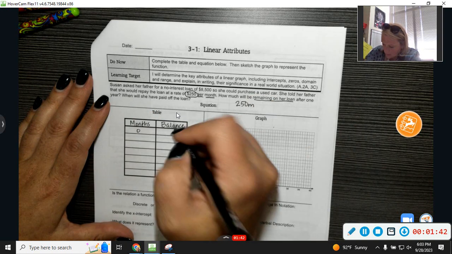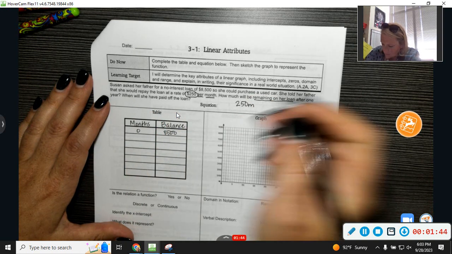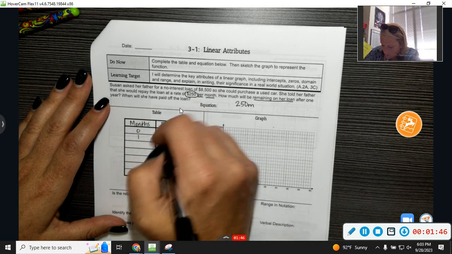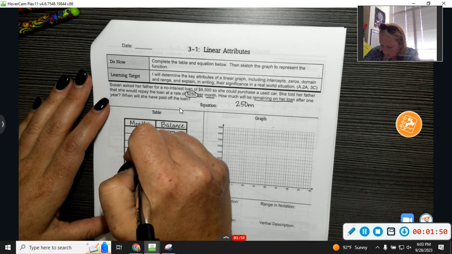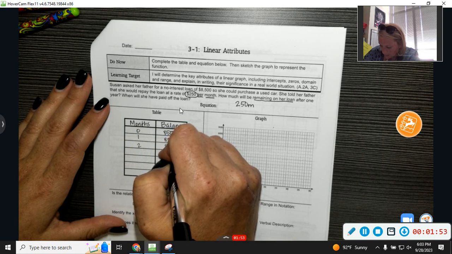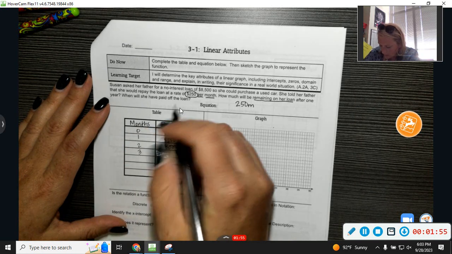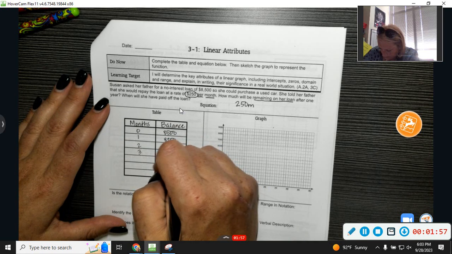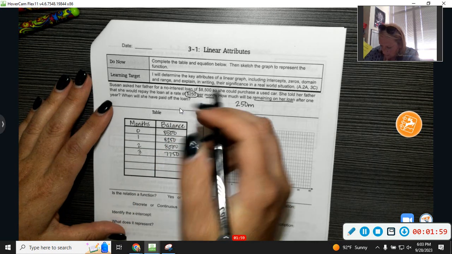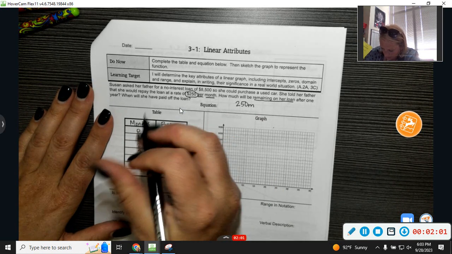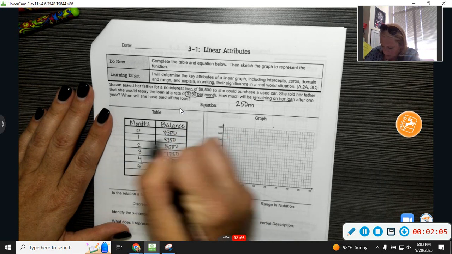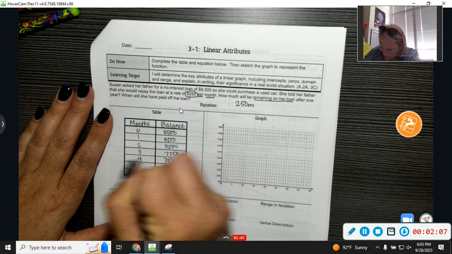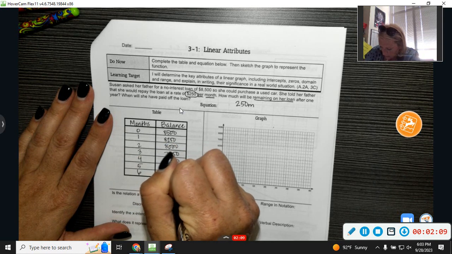So in 0 months, she'll have 8,500. 1 month, 8,250. 2 is going to be 8,000. 3, 7,750. 4 will be 7,500. And it's going to keep going until she pays it off.